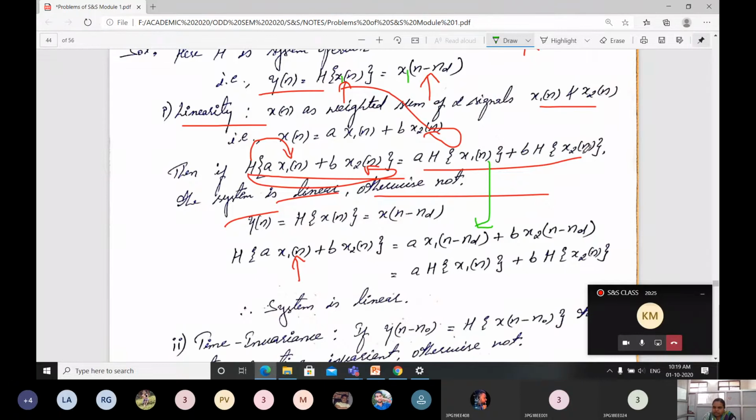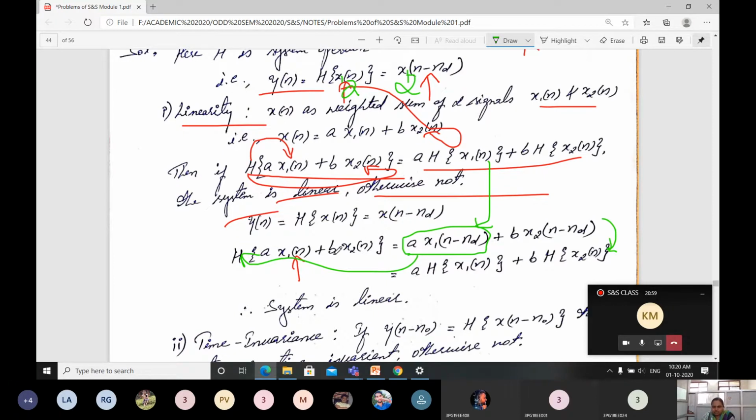If it is x2 of n, I can change it to x2 of n minus nd. Same thing I wrote here: a x1 of n minus nd plus b x2 of n minus nd. What is this nothing but? Based on the operator I can write this as a h of x1 of n plus b h of x2 of n. In the reverse fashion I am writing.